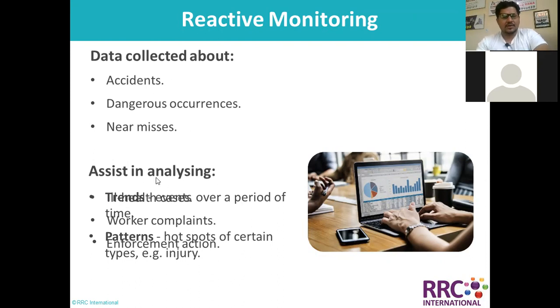In the same way, there must be some analysis over a period of time, of worker complaints and also patterns, like what causes certain enforcement actions and types of injuries. All this data must also be evaluated and analyzed. Like you see in the picture, in a graphical presentation you can analyze the data.